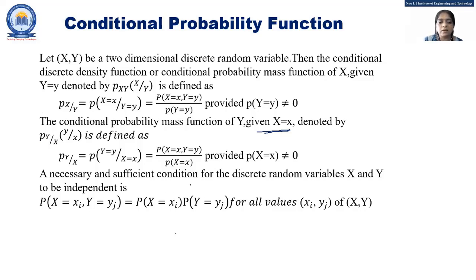A necessary and sufficient condition for the discrete random variables X and Y to be independent is this. Got it? And the next one is marginal probability function.